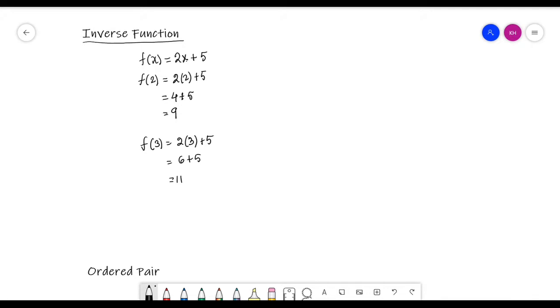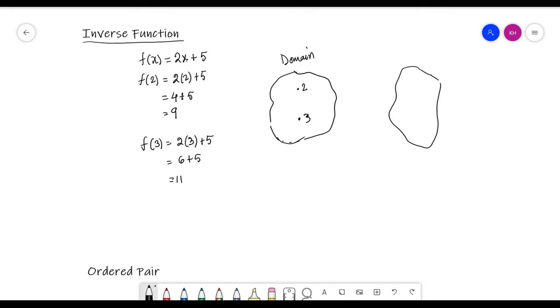Now, if we have to represent this using a mapping diagram, let's take our domain, which are the values of x. I can draw a domain using something like this. In this case, we're going to just take two values, 2 and 3. And then our range would be on this side, and we have our outputs as 9 and 11.